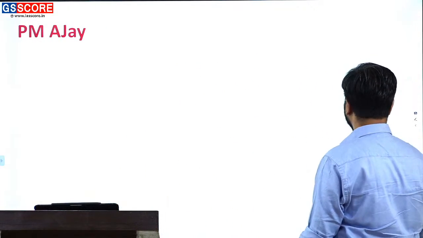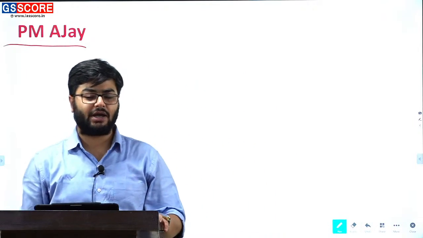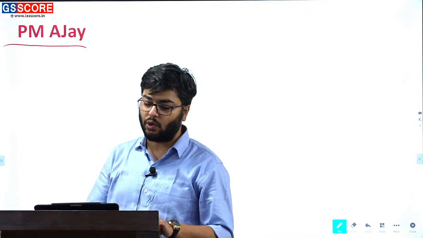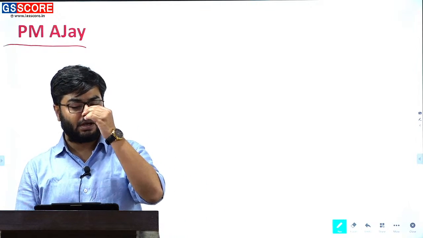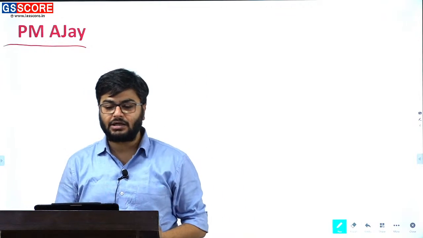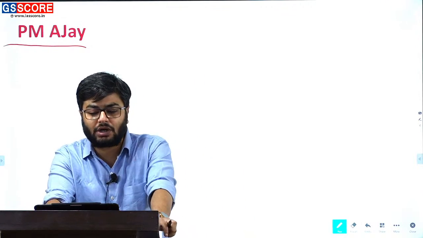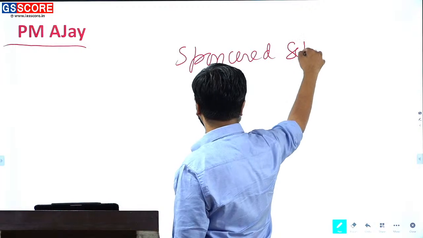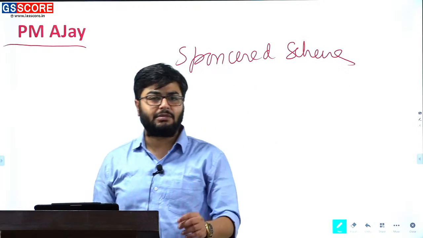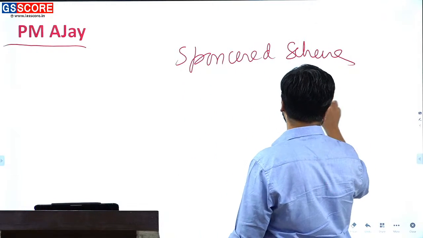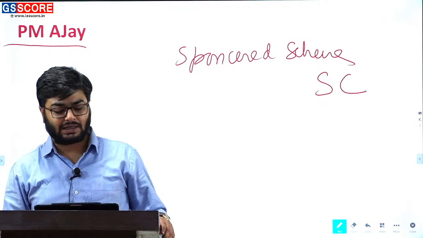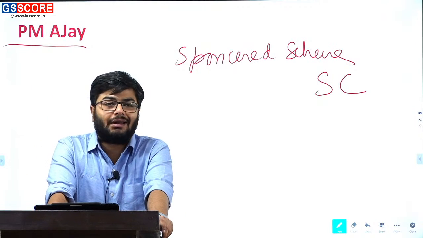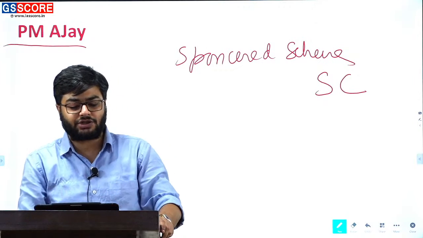Next scheme is PM Ajay. PM Ajay, Pradhanmantri Anusuchit Jati Abhyudaya Yojna. Okay. Earlier you had schemes like Pradhanmantri Adarsh Gram, Special Central Assistance to Scheduled Caste. They all were subsumed under this. It is a centrally sponsored scheme. Okay, aimed at socio-economic upliftment of scheduled castes, to promote their livelihood, skilling, education, entrepreneurship, etc.